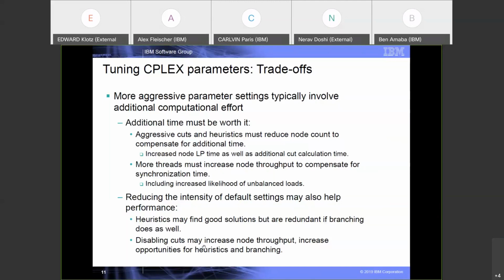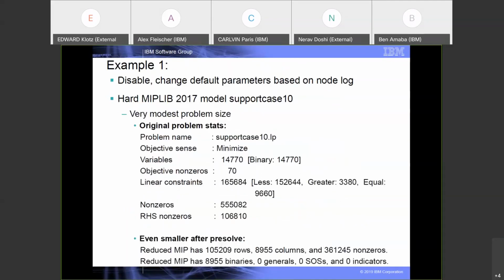Likewise, disabling cuts may give up something as far as the tightness of the model that CPLEX solves, but the increased node throughput may improve the chances for heuristics and branching to be effective, and you still may get faster results. So let's illustrate with an example where we go through this process.